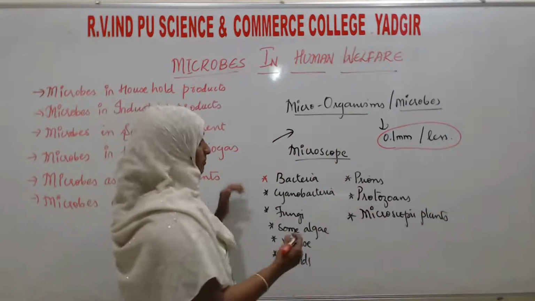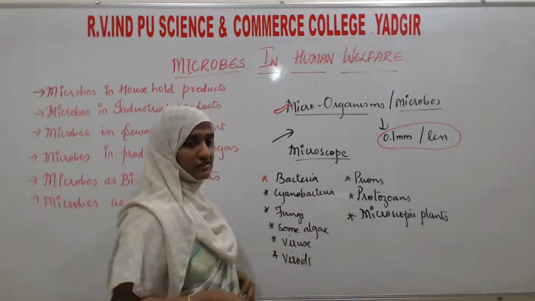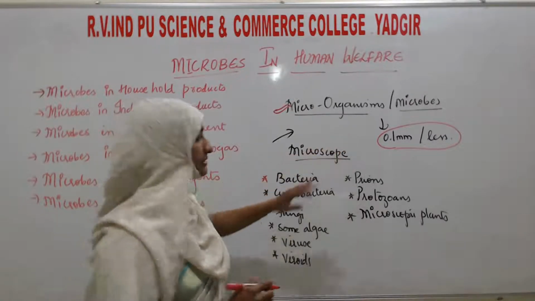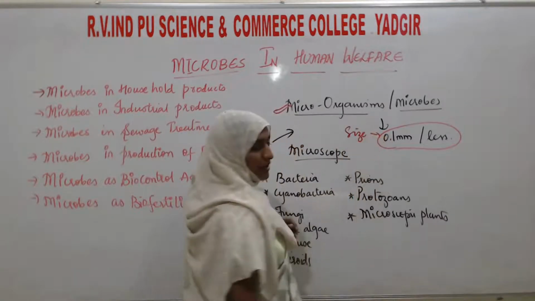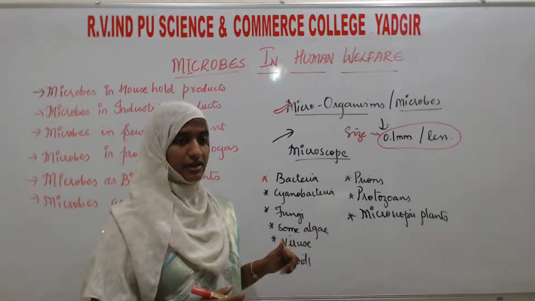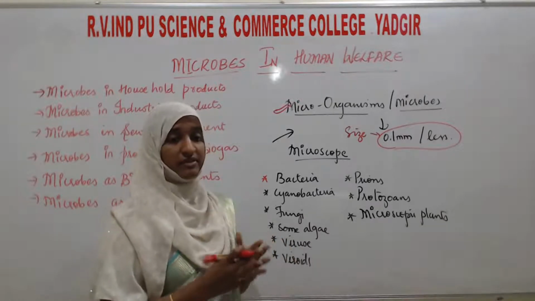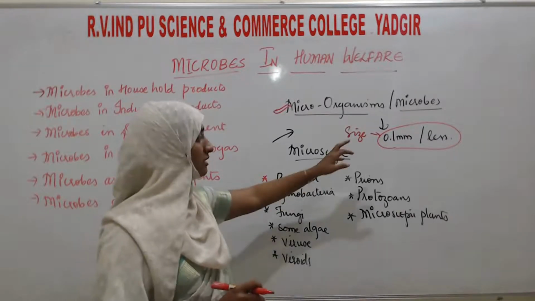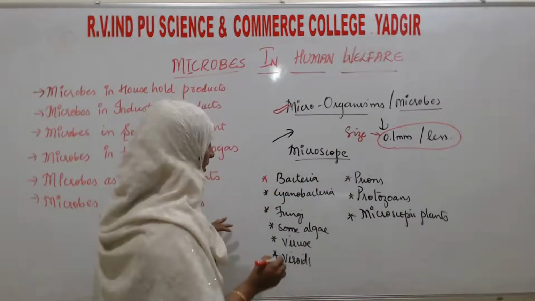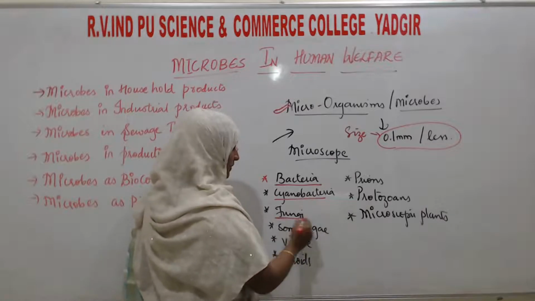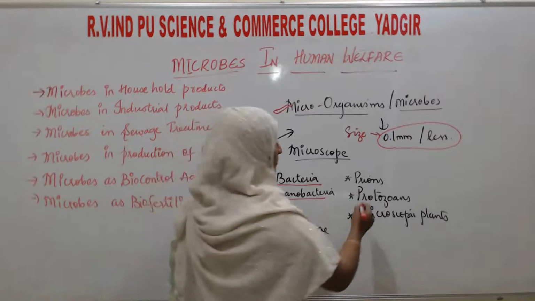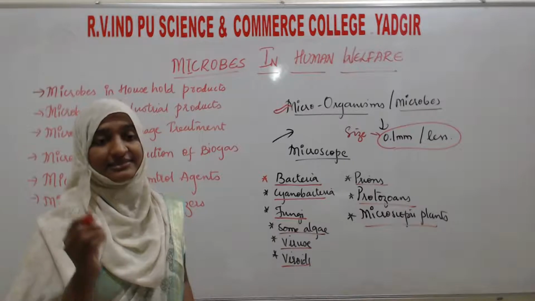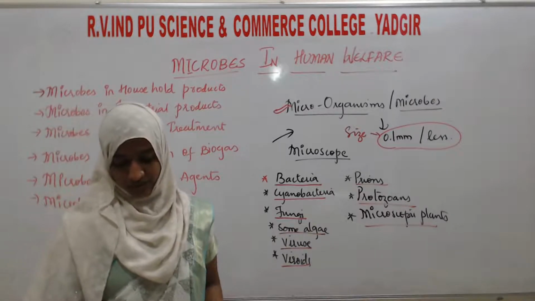So the microorganisms on this earth are those we cannot see with our naked eyes, whose size is 0.1 millimeter or less. Whatever organism we cannot see with our naked eye, we include as a microorganism. Here they are: bacteria, cyanobacteria, fungi, some algae, viruses, viroids, prions, protozoans, and microscopic plants. These are all organisms whose size is micro, so we call them microorganisms or microbes.